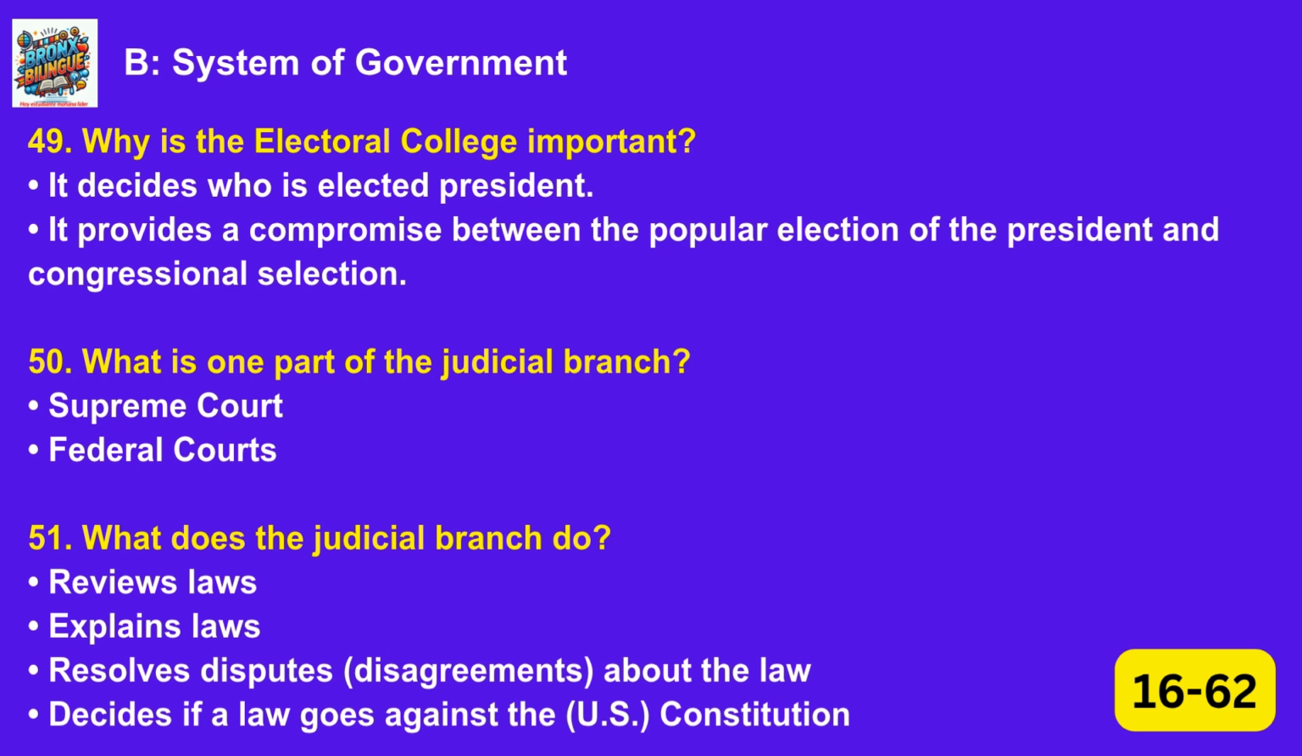50. What is one part of the judicial branch? Supreme Court. Federal courts. 51. What does the judicial branch do? Reviews laws. Explains laws. Resolves disputes about the law. Decides if a law goes against the Constitution.